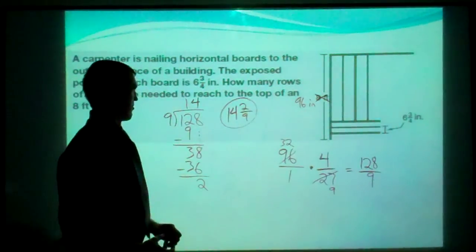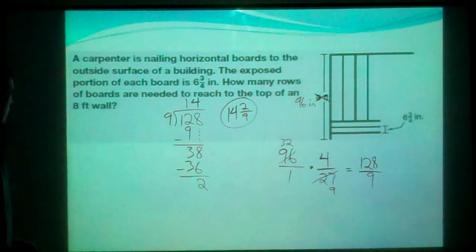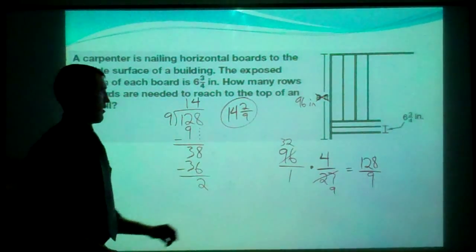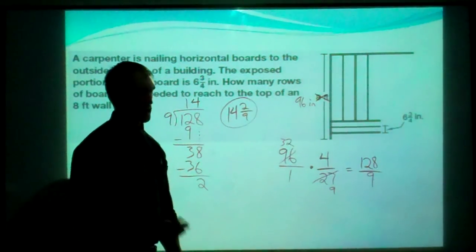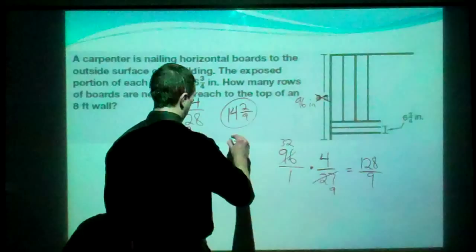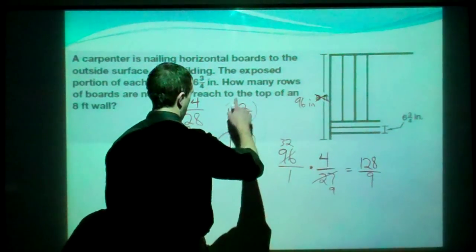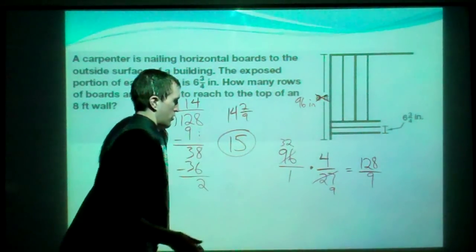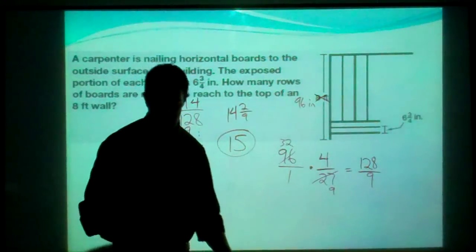So this is our answer, but that's our exact answer, and it asks us how many rows of boards are needed to reach the top of an 8-foot wall. Well, we need 14 2/9 of them. 2/9 is a fraction, so we need at least 15. So 15 boards to reach the top there. That one had quite a bit to it.